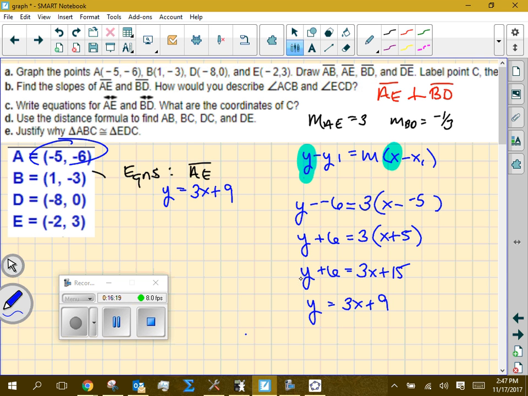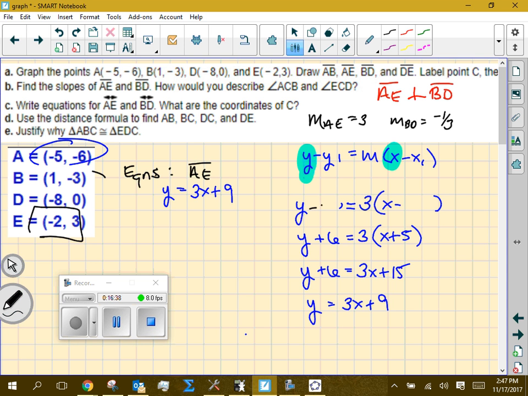Is that all right? Okay. Now, I always get the question, how'd you know to choose AE? Or sorry, how'd you know to choose A? I didn't. I just chose a point that I knew was on that line. If you wanted to, you could have let your y1 and your x1 be negative 2 and 3.